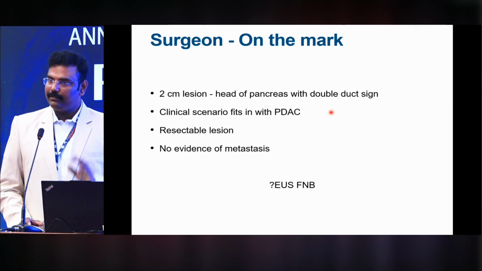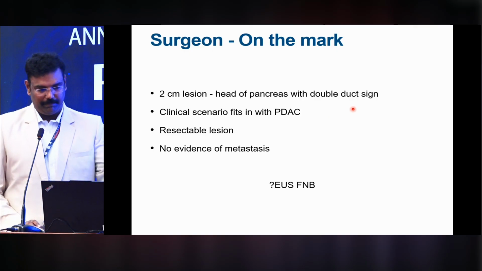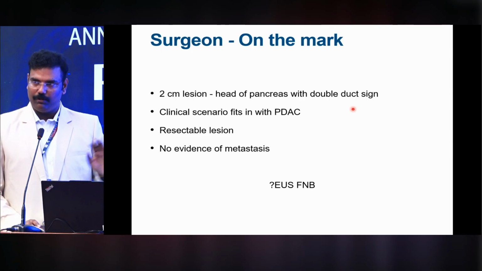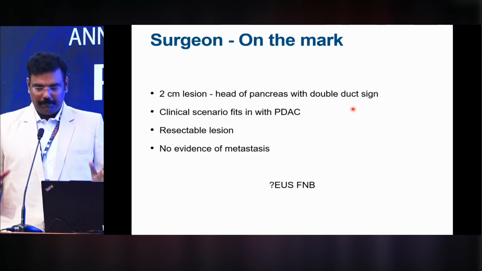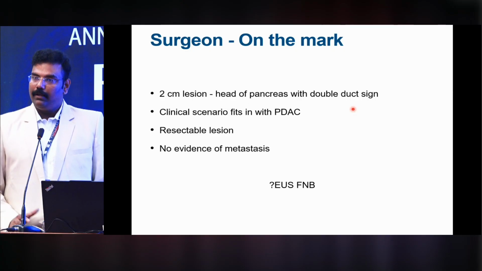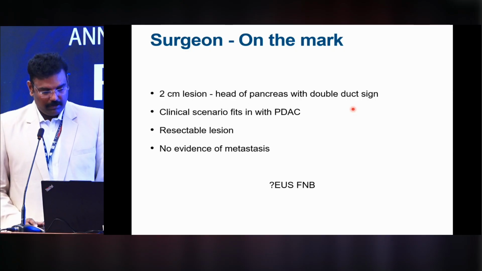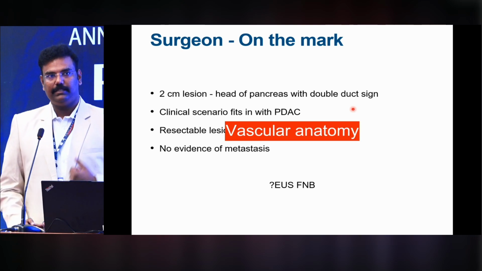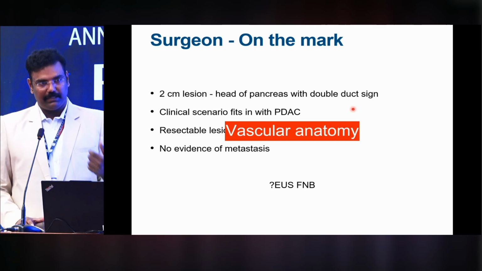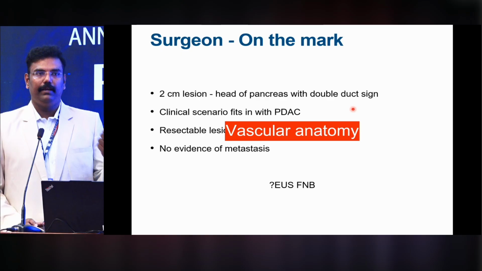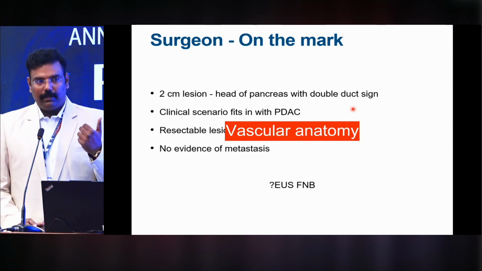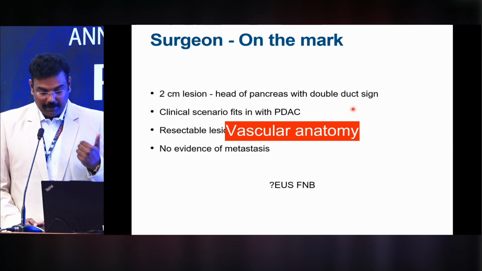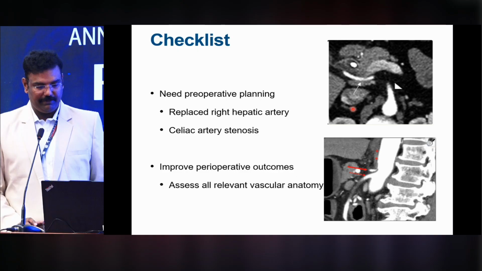Okay, having said that, suppose we have a classical pancreatic adenocarcinoma, 2 centimeter lesion, clinical scenario clearly fits in, resectable, no evidence of metastasis, plus or minus EUS FNB. Are we set to go? Is this information sufficient? I think not. As surgeons, when we are going to plan, especially in the era of minimally invasive surgery, it is very important for us to identify the vascular anatomy precisely before going ahead with surgery.